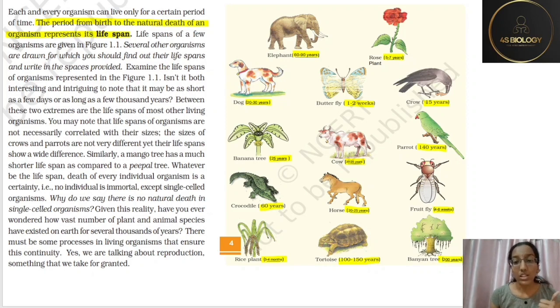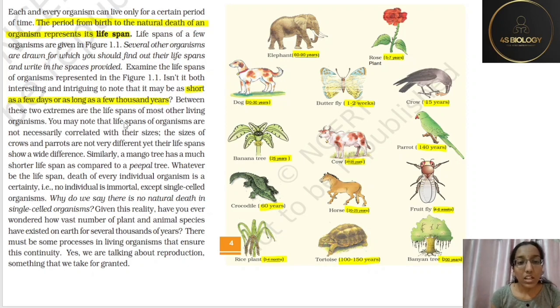After that comes the tortoise at 100 to 150 years, then parrot 140 years, then elephant 60 to 90 years. So it varies from animal to animal. If you see the butterfly, it can only live for 1 to 2 weeks. Same for the fruit fly, 4 to 6 weeks. It differs from one organism to another. So they have mentioned it can be as short as a few days or as long as a few thousand years. Between these two extremes are the lifespans of most other living organisms.